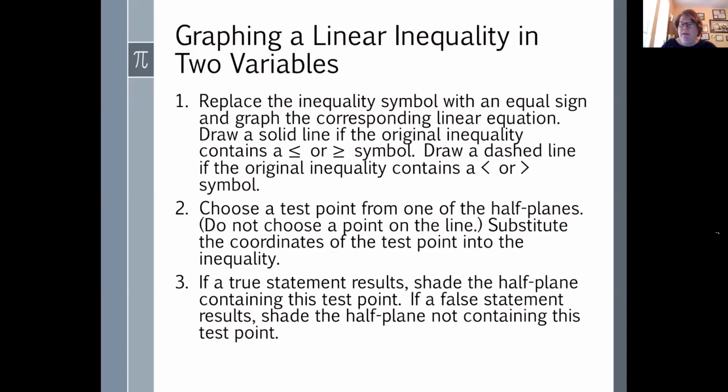Substitute the coordinates of the test point into the inequality. If the statement you obtain is true, shade the half plane containing the test point. If a false statement results, shade the half plane not containing this test point. Let's demonstrate.